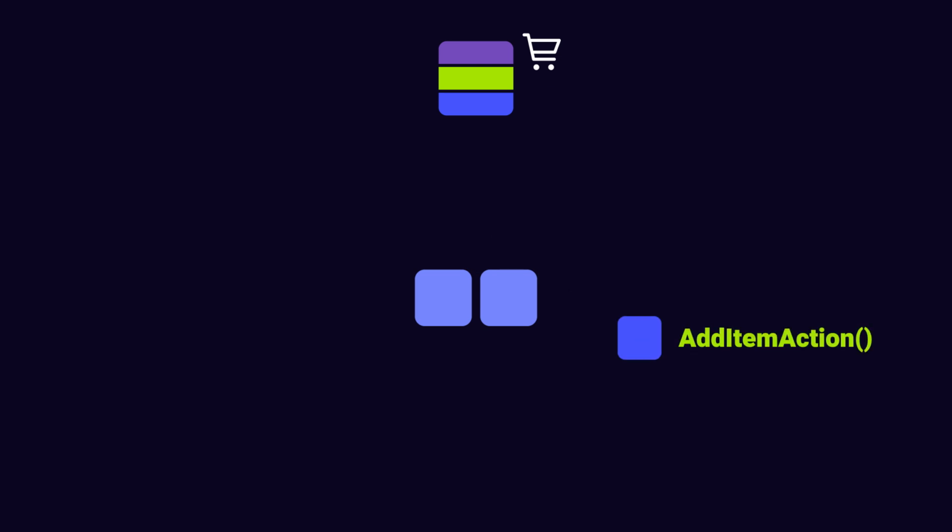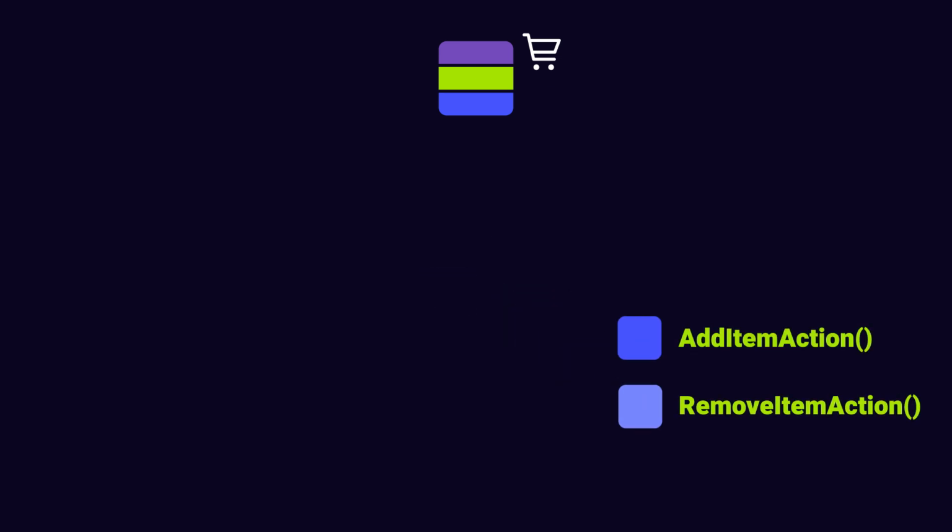Suppose we have a cart in Flutter and we want to manage it using Redux. The cart data will be stored in the store. We define actions such as add item to add an item to the cart and remove item to remove an item. Then we will define a reducer that handles these actions and updates the cart accordingly.